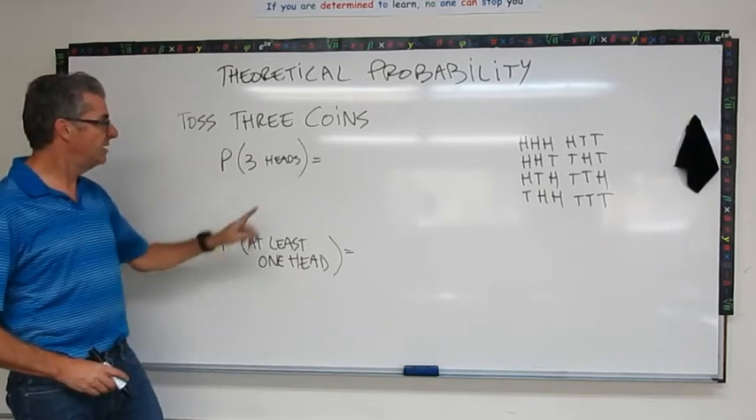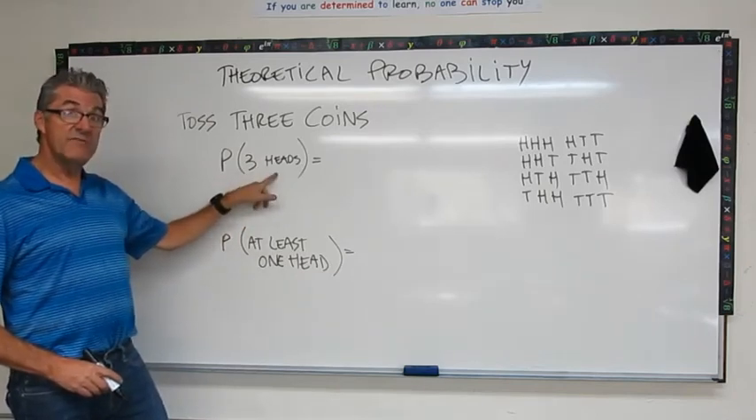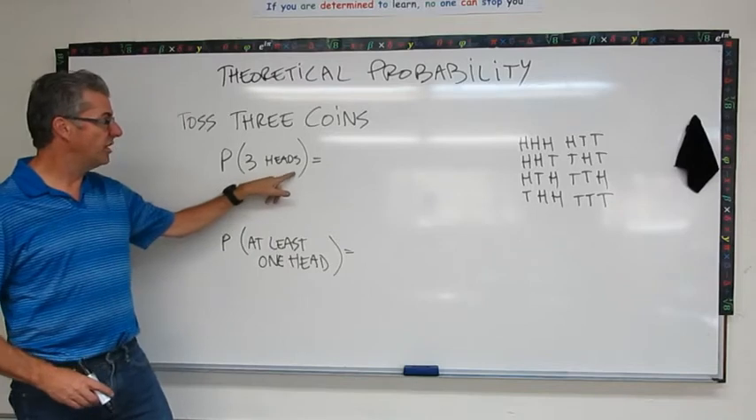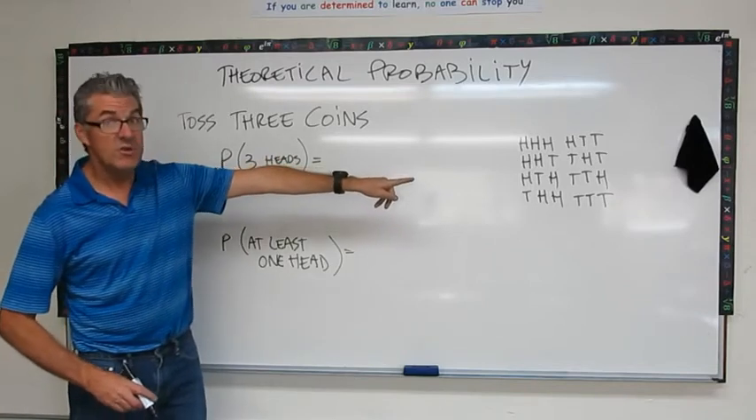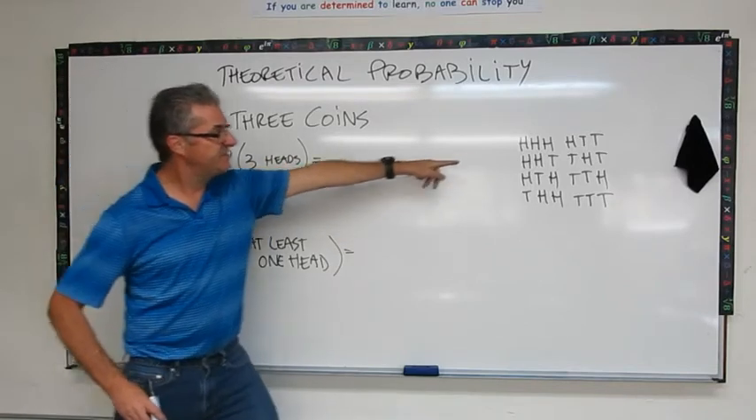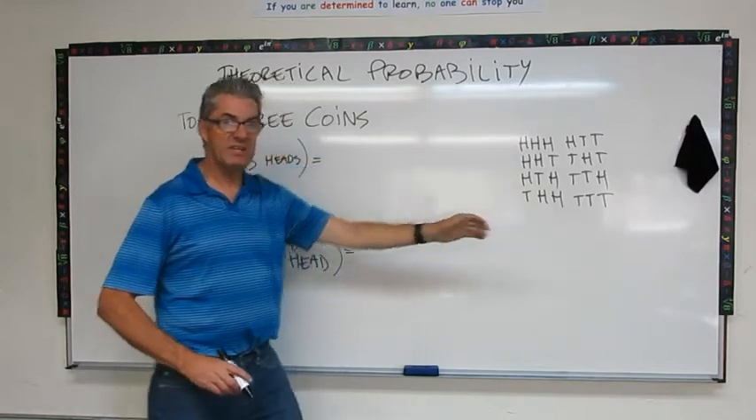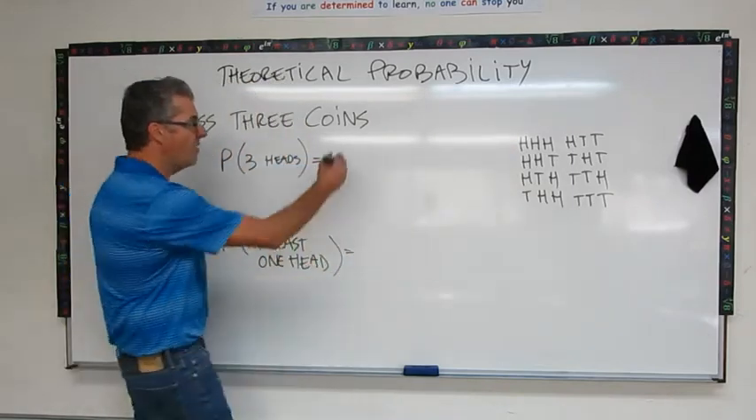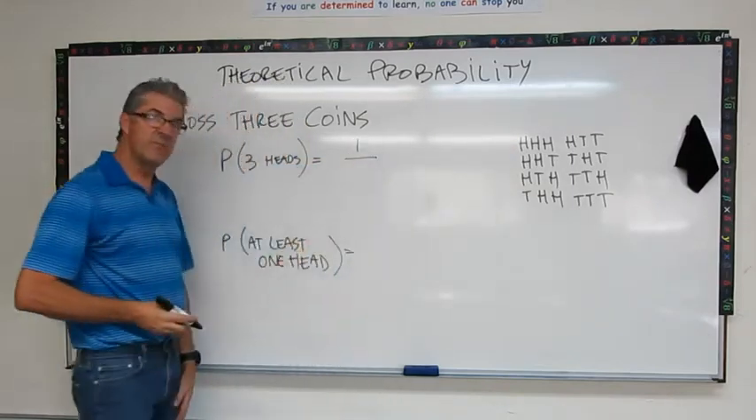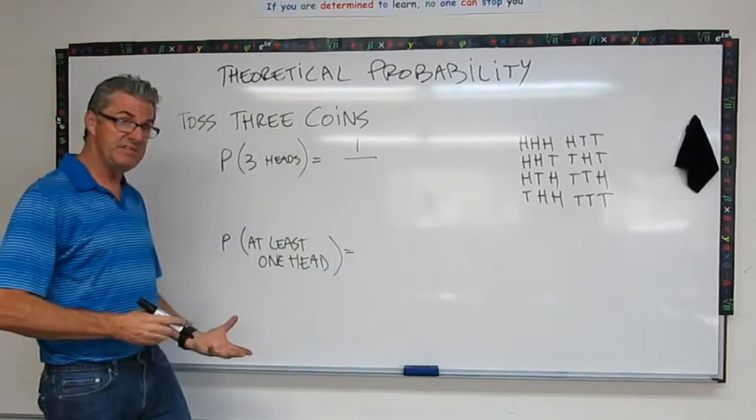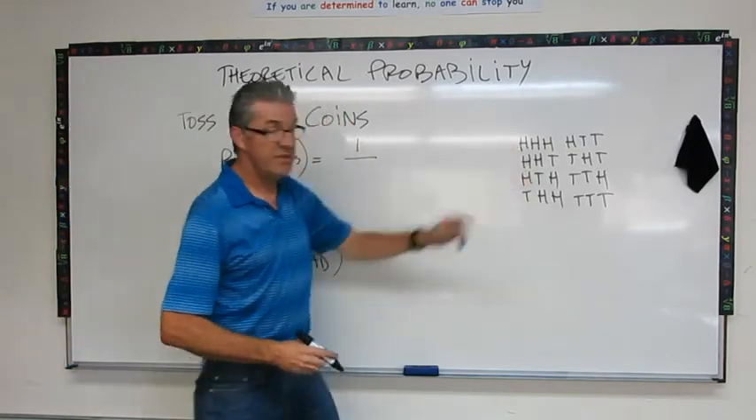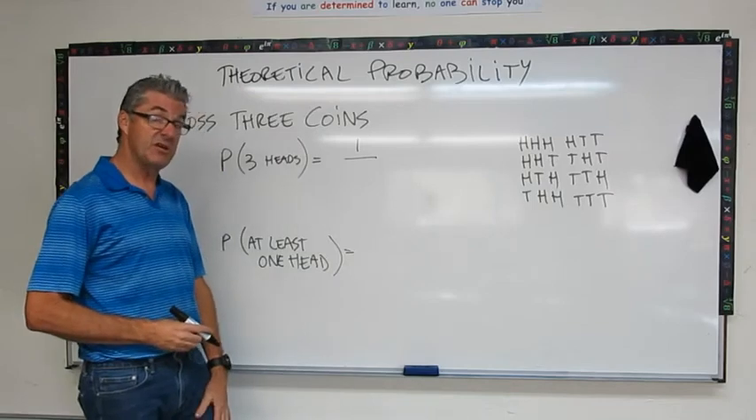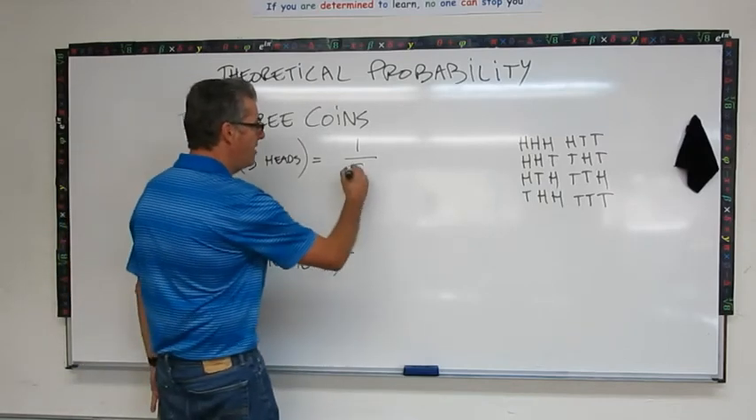Okay, let's take a look. This is going to be the number of outcomes that correspond to what we're looking for. So there's only one way to get 3 heads. That's this one. The rest of them have at least 1 tail. So we've got 1. Now what's the number of outcomes in our sample space? Well, here they all are. There's 8 different ways those 3 coins can land. So that's 1 over 8.